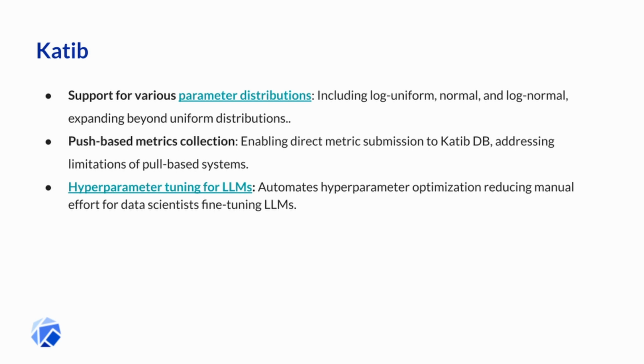Hyperparameter tuning for LLMs. KTIB introduces a high-level API that automates hyperparameter optimization for fine-tuning large language models on Kubernetes. It simplifies the process by allowing users to define objective functions, integrate pre-trained models and datasets from platforms like Hugging Face and S3, and automatically manage the creation and execution of experiments and trials.